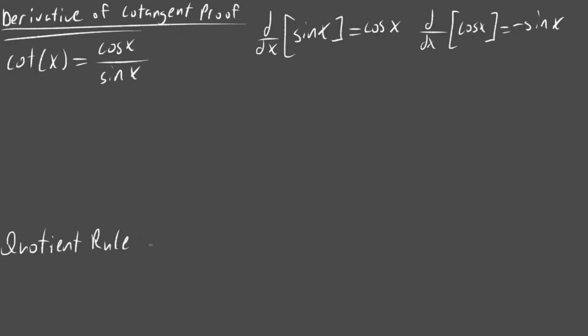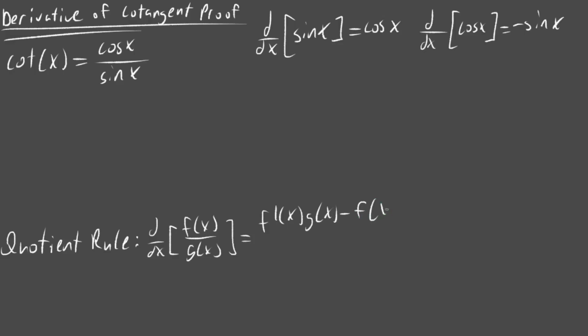Real quick, I'm going to write down our definition of the quotient rule. The quotient rule states that if we are trying to take the derivative of f of x over g of x, this is going to be equal to f prime of x times g of x, minus f of x times g prime of x, all of this over g of x squared. So this is the quotient rule.